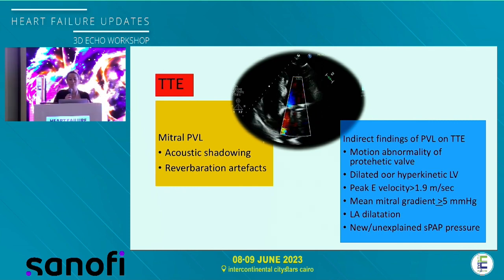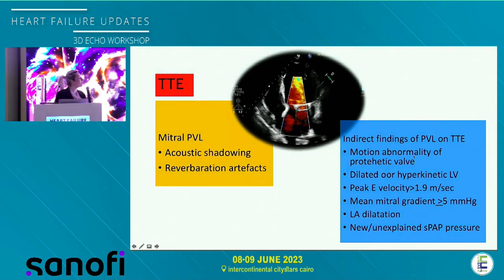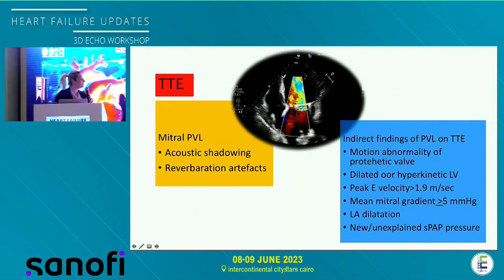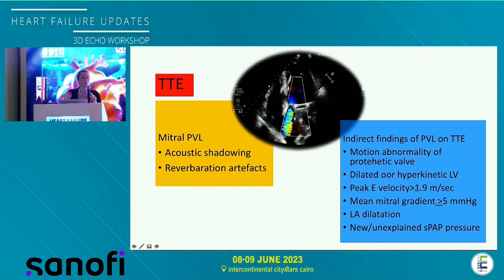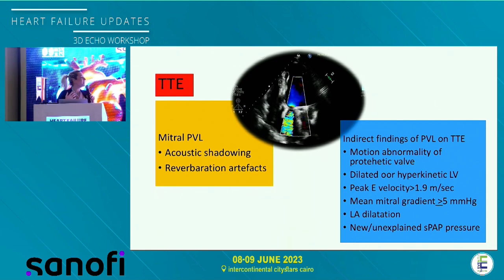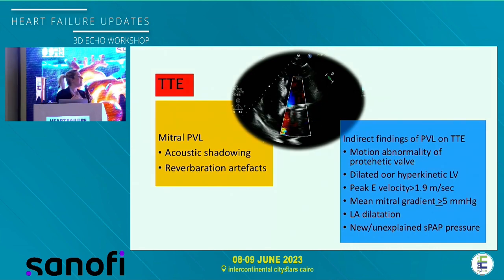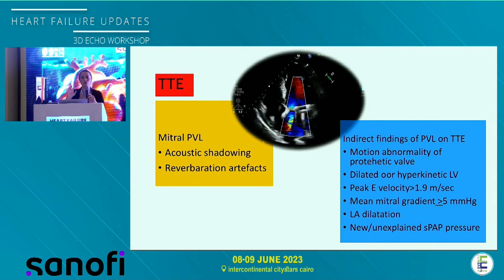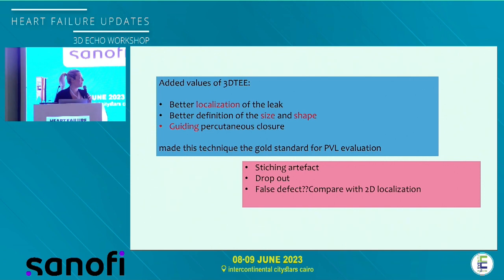But there are some indirect findings of PVL on transthoracic echocardiography, like motion abnormality of the prosthetic valve, dilated or hyperkinetic LV, and if you have an E velocity with PW Doppler more than 1.1 meter per second, and if your mean mitral gradient is equal or more than 5, if you have an LA dilatation and unexplained pulmonary artery systolic pressure increase, you have to be very alert and you have to investigate it further with transesophageal echocardiography.